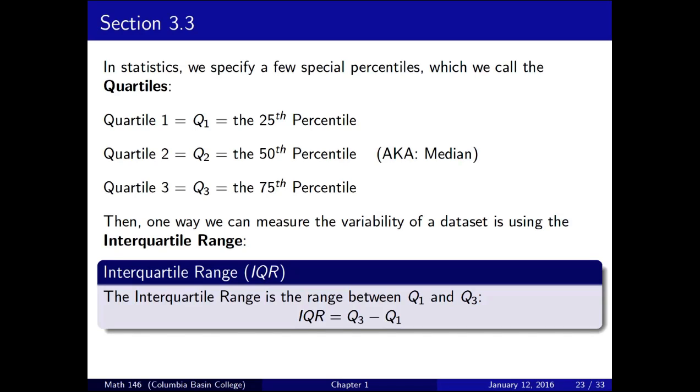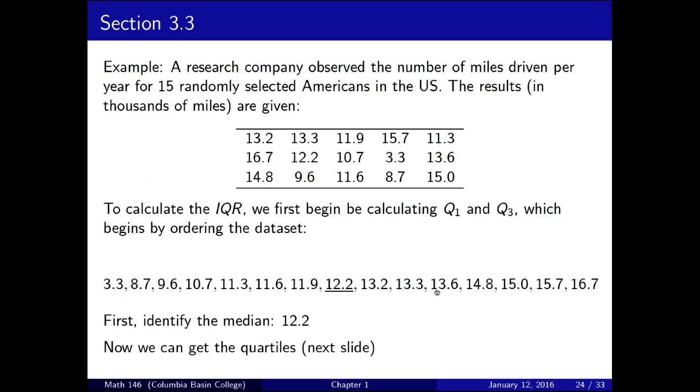And then one way we use these quartiles to measure variability is we calculate the interquartile range, or what we know as the IQR. So the interquartile range is basically just the range between Q1 and Q3. So to calculate the IQR, we just take Q3 minus Q1. Okay, pretty straightforward.